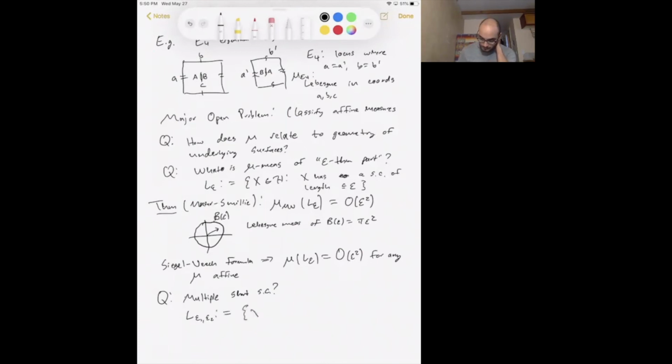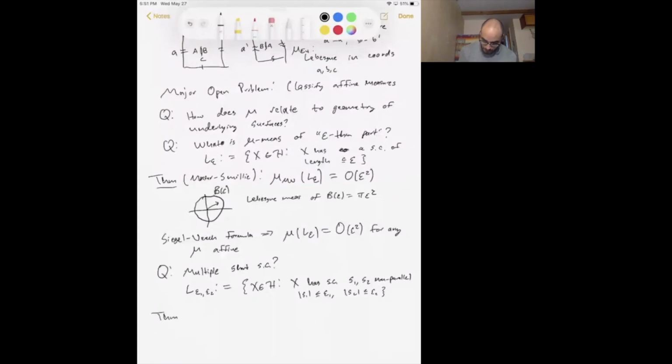So this is the locus in a stratum where X has two saddle connections, S1 and S2, and we're going to say they also have to be independent in some sense. So one thing you can say is that they're non-parallel. And the length of S1 is less than epsilon 1, and the length of S2 is less than epsilon 2. Less or equal to, so it doesn't really matter.